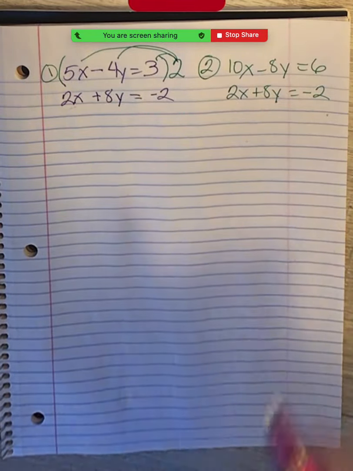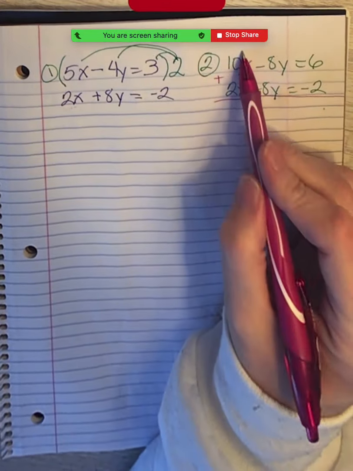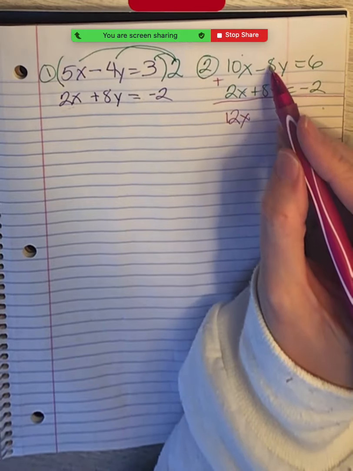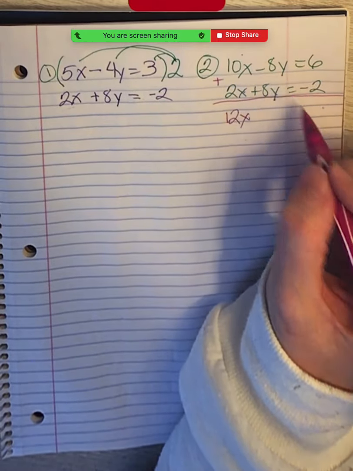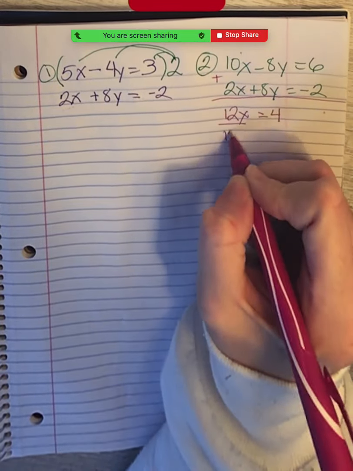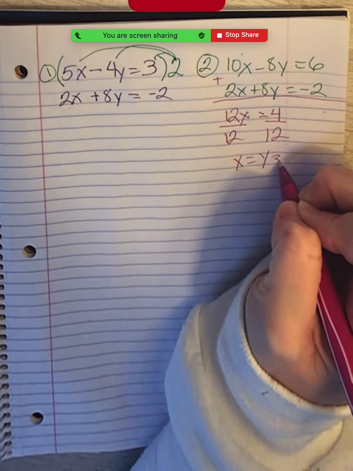And then I'm going to go ahead and add them together, okay? So 10x plus 2x is 12x. -8y plus 8y is 0. And 6 plus -2 is 4. I can solve for x because that's the only variable left. So I get x is 1/3.